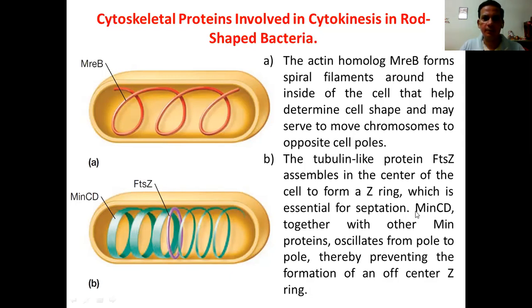Now there's another protein which is called MinCD. This MinCD, along with other Min proteins, oscillates from one pole to another pole. This oscillation of MinCD protein facilitates the binding of FtsZ at the center of the bacterial cell. In a way, they are a spring-like structure, a helical or coil-like structure, which prevents the movement of FtsZ to the poles. It restricts it to the center of the bacterial cell.